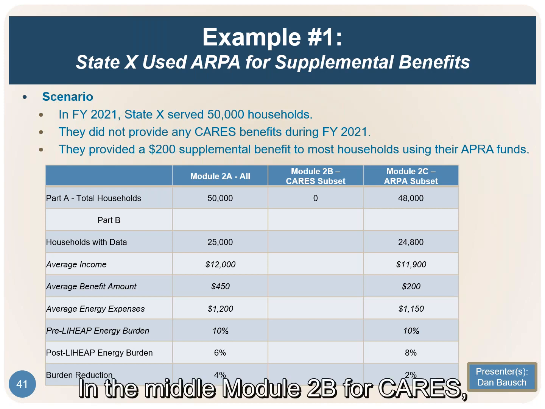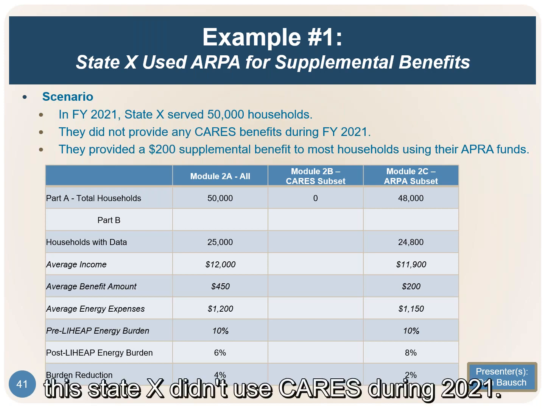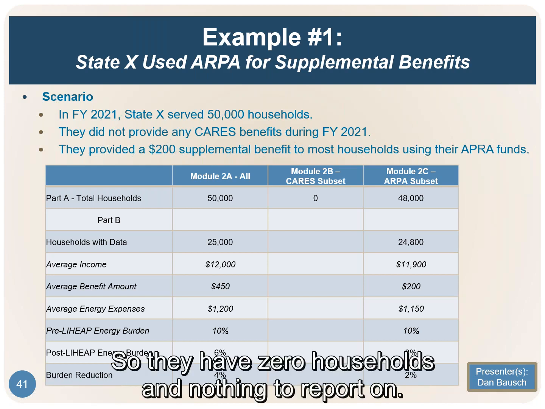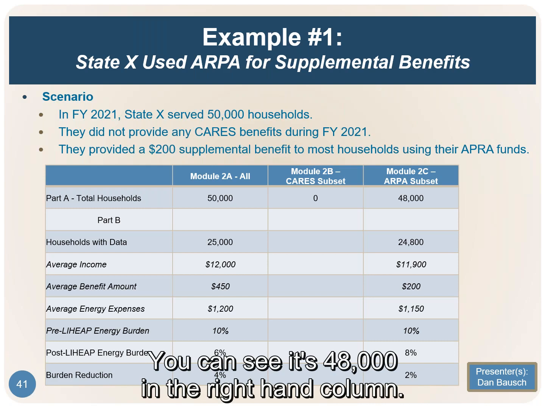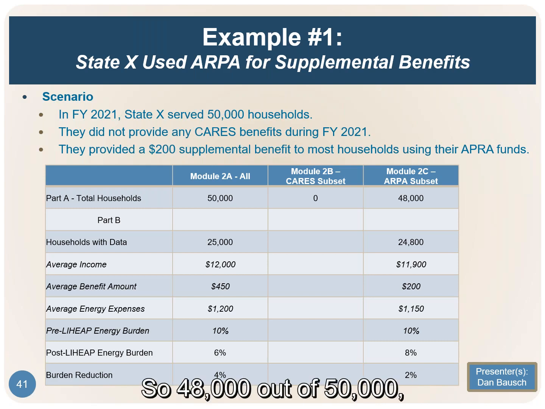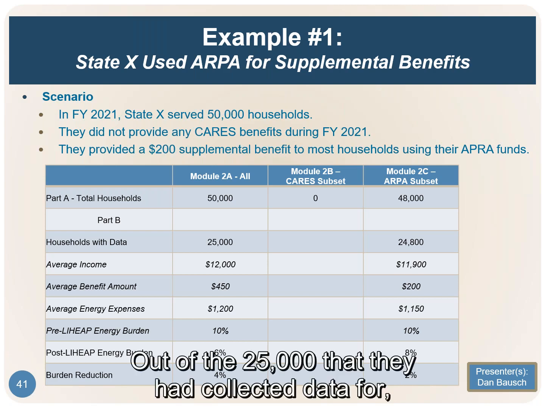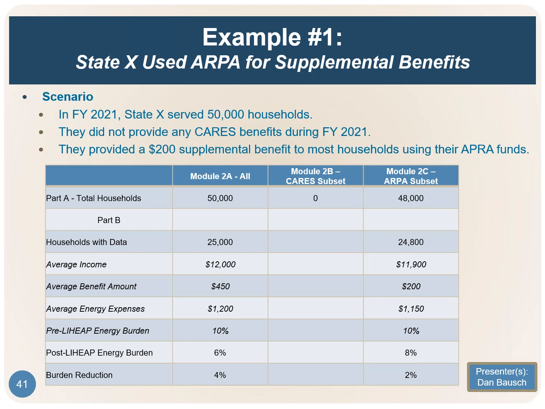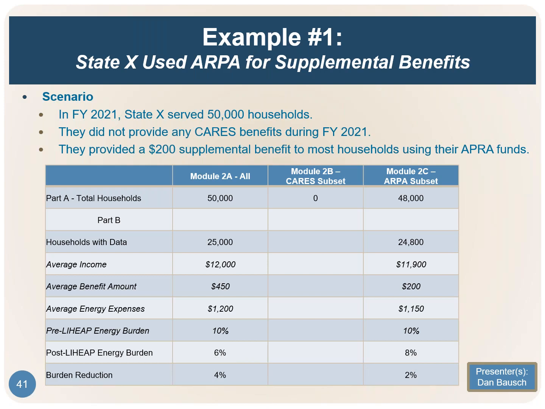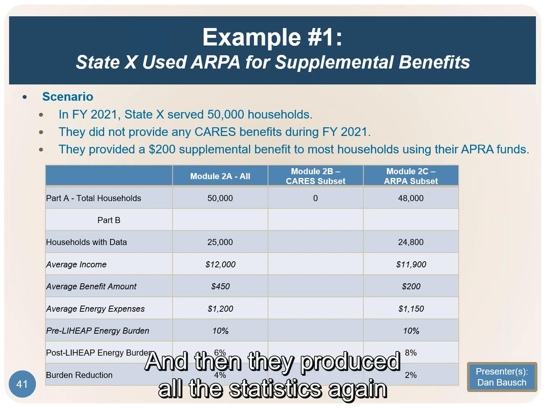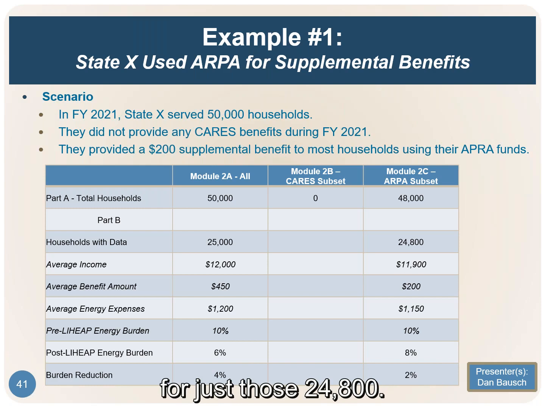In the middle, Module 2B for CARES, this State X didn't use CARES during 2021. So they have 0 households and nothing to report on. They did use CARES. They served most households with CARES. You can see it's 48,000 in the right-hand column. So 48,000 out of 50,000. Out of the 25,000 that they had collected data for, almost all, 24,800, received that CARES supplemental benefit. And then they produced all the statistics again for just those 24,800.